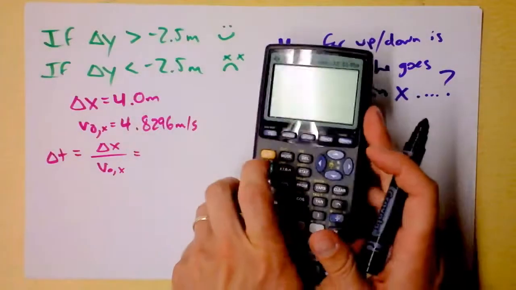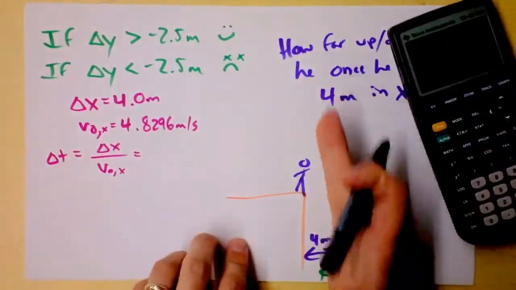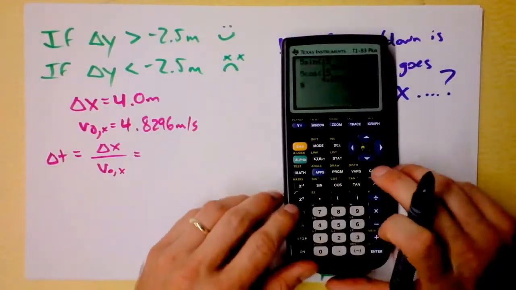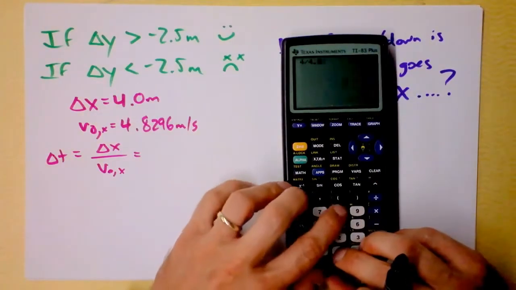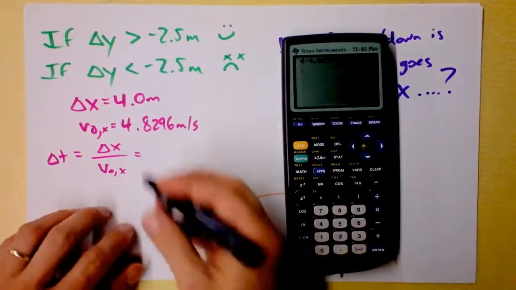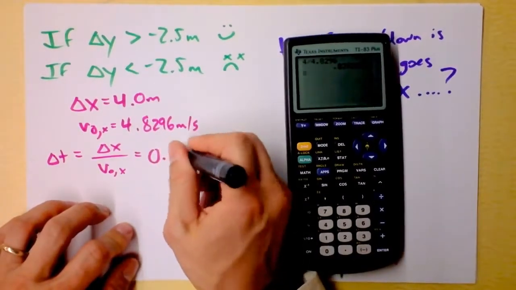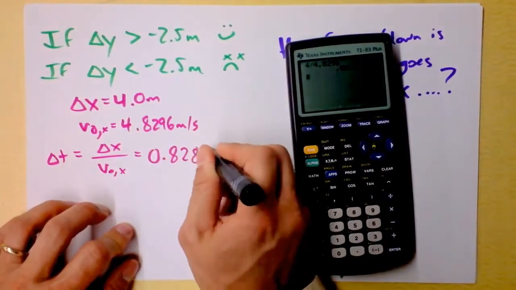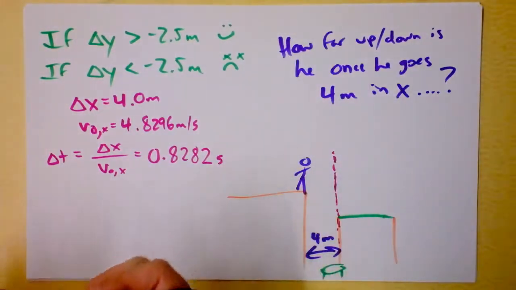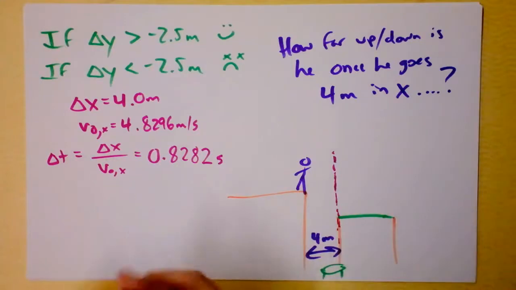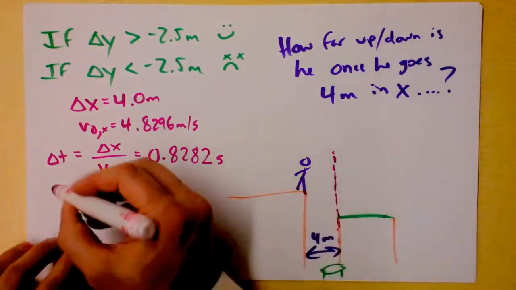So the time at which he gets to right here is very simple. It is just 4 divided by 4.8296, and I get a number. It says 0.8282 seconds. That's how long it takes for Ben to get to this plane right here. And now I need to ask the question, how high up is he? So I'll do that.